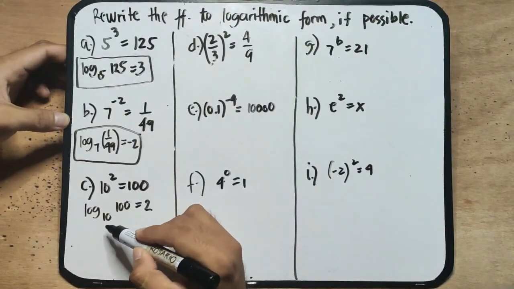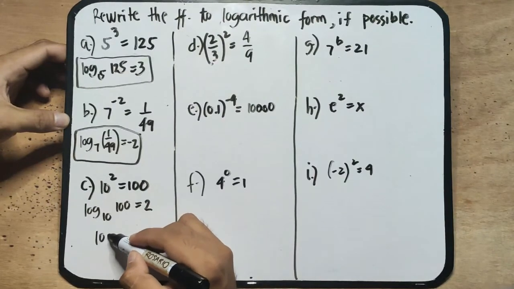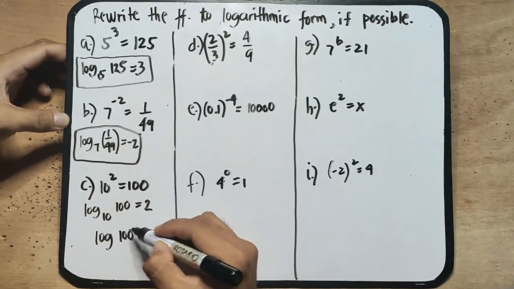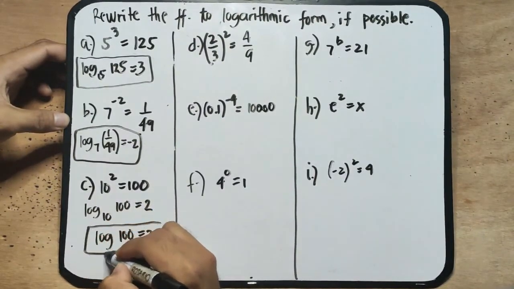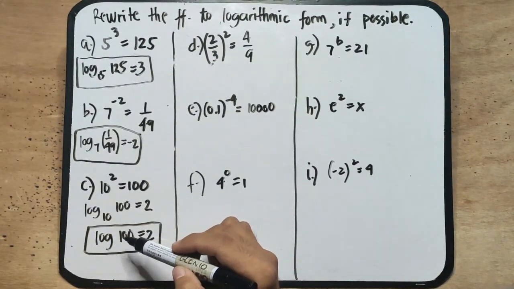Since the base is 10, we can simplify this further. This will be log of 100 is equal to 2. So take note, when the base is 10, we no longer need to write the 10 in the logarithmic form.